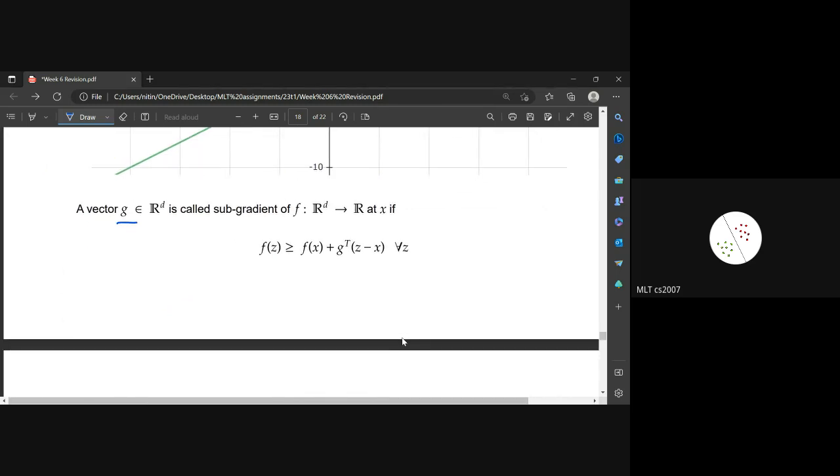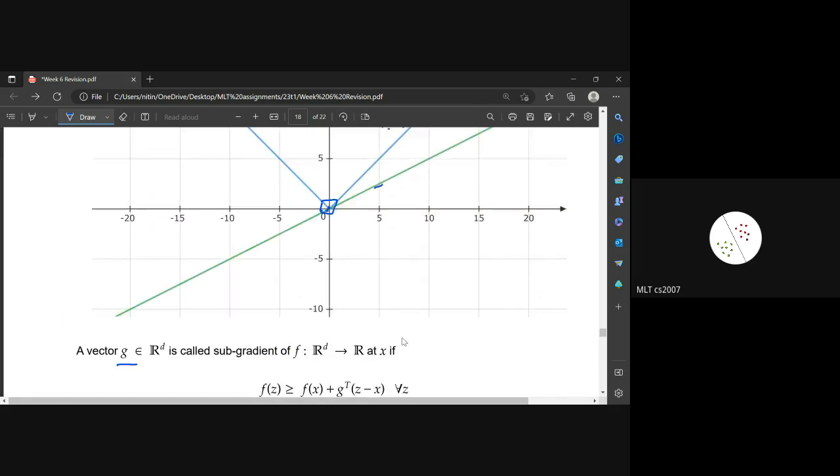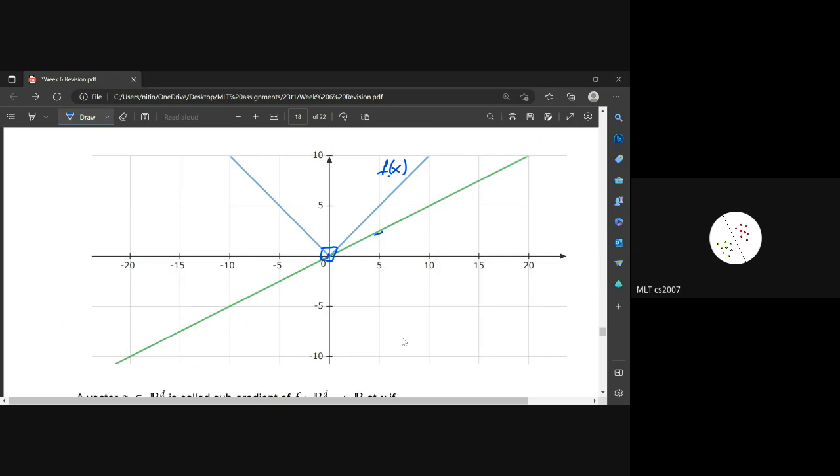For f of z is greater than f of x plus g transpose (z minus x). What this condition says is that the function is always going to be on the upper side of this line. If that holds, then we call that vector g a subgradient at that point. There may be different subgradients for this particular point. This will be a subgradient, and this other vector will again be a subgradient, right?